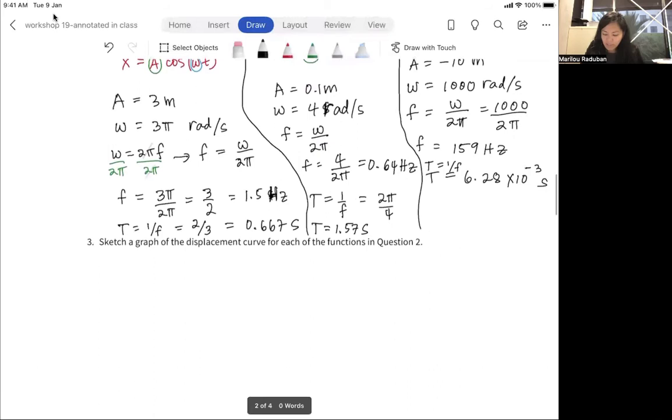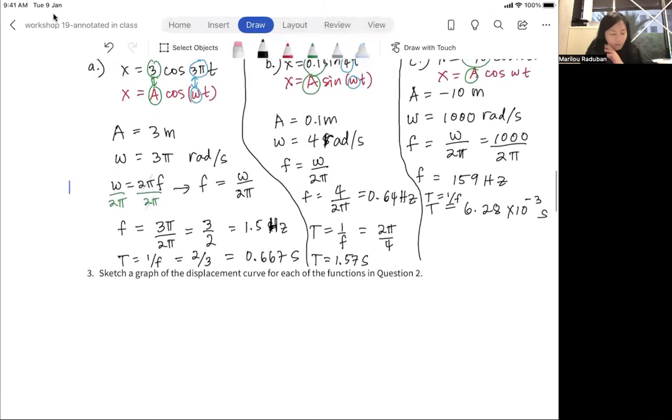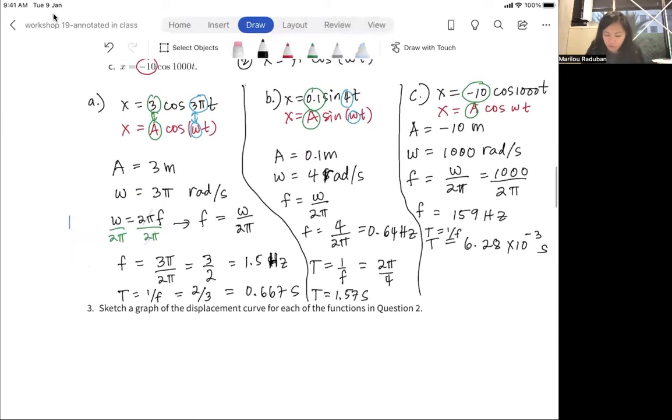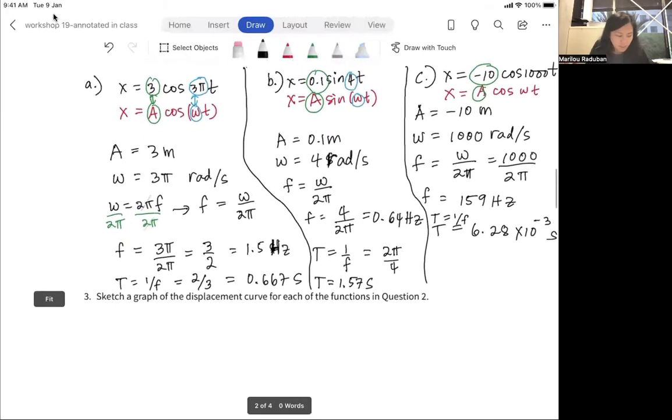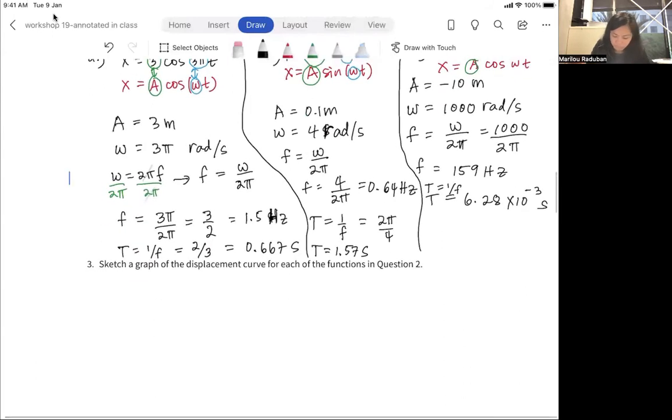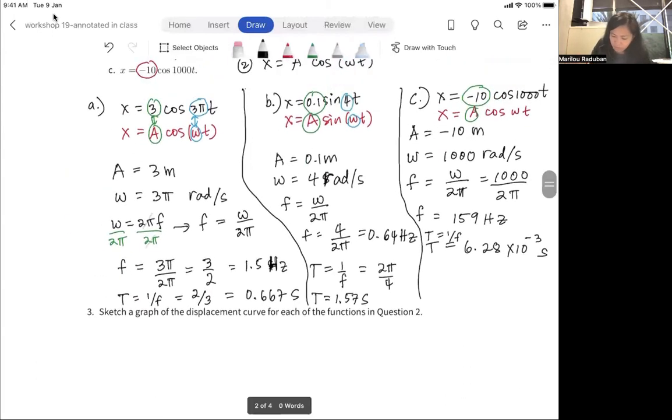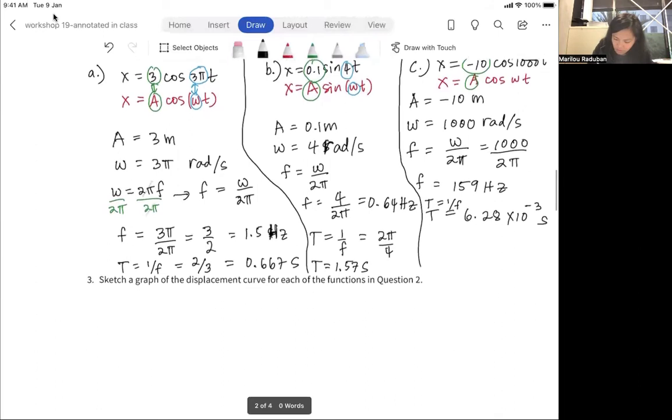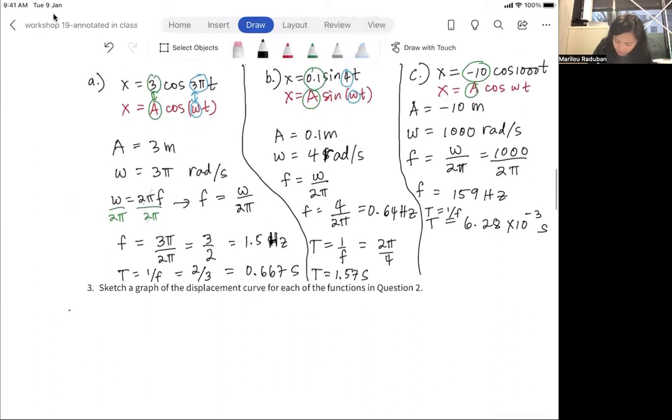Okay, now we are asked to sketch the graph. So we'll just sketch 2 graphs here. A and C, they're both cosine functions, so they'll just start from the amplitude, and their graphs will look similar. So let's sketch 2 graphs, one sine and one cosine. So let's start from B.